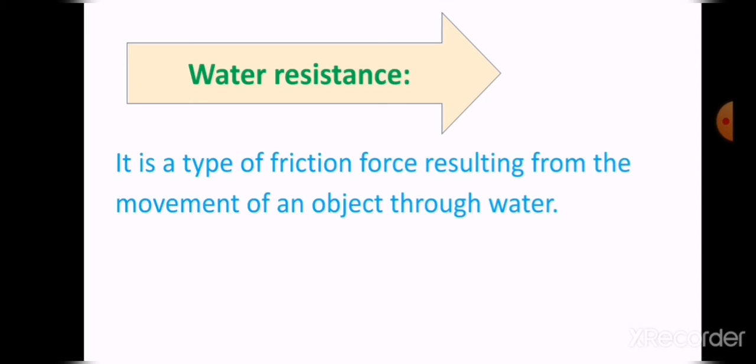So what does it mean by water resistance? Water resistance is the type of friction force resulting from the movement of the object through water. But the type of friction force resulting from movement of the object through air is called air resistance. So when the object moves through air, this friction is called air resistance, but when any solid object moves through water, this friction force is called water resistance.